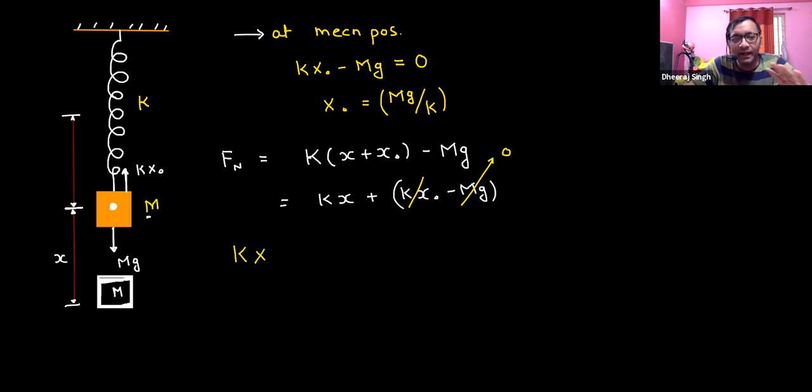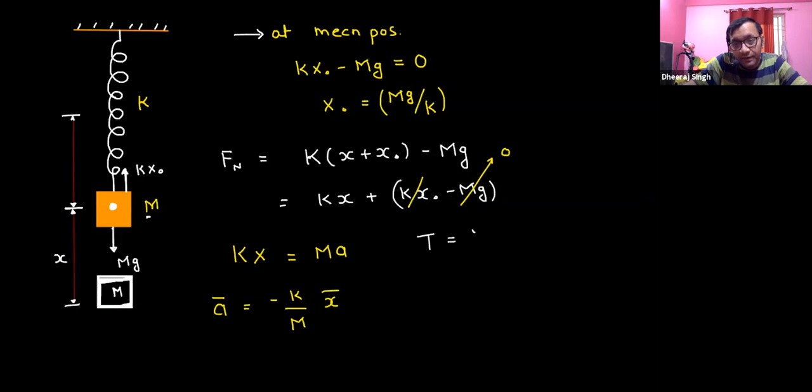At mean position anyways, net force is zero. So the extra force that comes in because of displacement is the net force. So Kx is the net force, which is equal to mass times acceleration. So in vector form, a is equal to minus K by m times x. So it will be good to see that the time period remains the same as if it is horizontal. It doesn't matter whether your spring is horizontal or vertical, the time period remains this only.